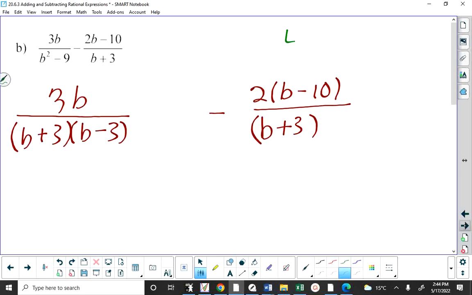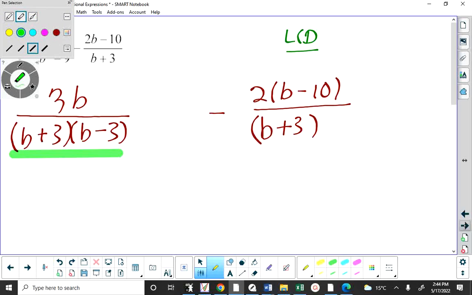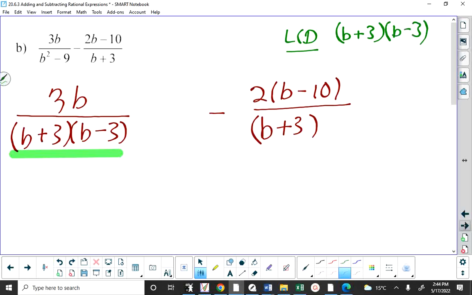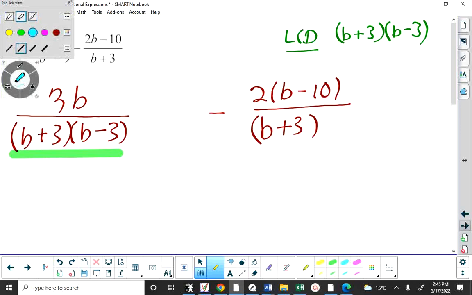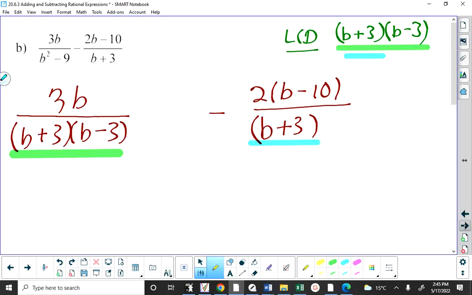So our lowest common denominator must contain all of the factors in the first fraction. It has to. That's the rule. So we need a b plus 3 and a b minus 3. We got it. It's right here. But our lowest common denominator also has to contain all of the factors in our second fraction. The second fraction has a denominator of b plus 3. Well, that's okay. We already have the b plus 3. If you double up on it, it's going to get ugly. And that means that I have to multiply the top and the bottom of this by b minus 3.